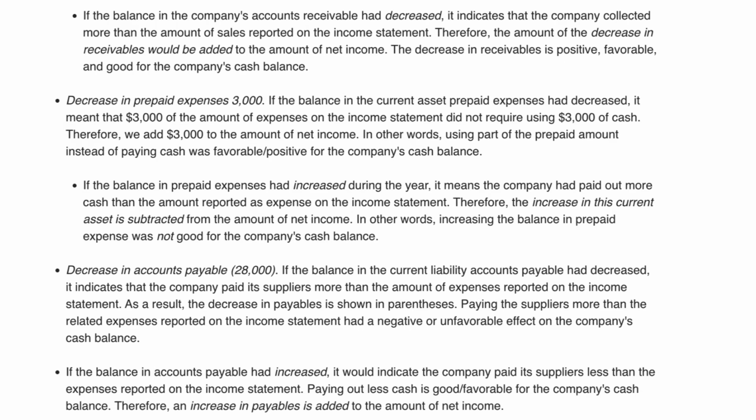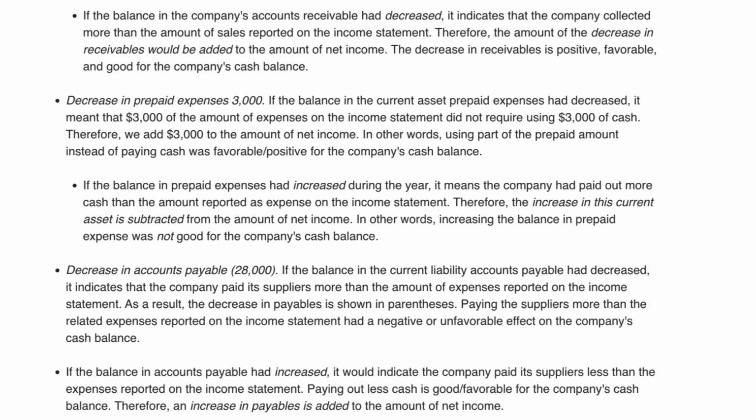If the balance in the company's accounts receivable had decreased, it indicates that the company collected more than the amount of sales reported on the income statement. Therefore, the amount of the decrease in receivables would be added to the amount of net income. The decrease in receivables is positive, favorable, and good for the company's cash balance.